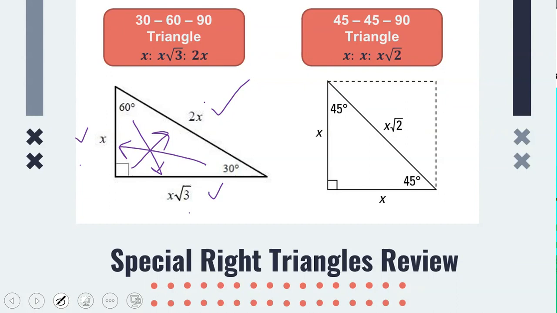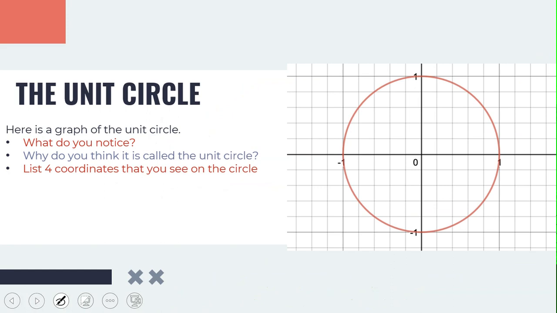And then when we go to our 45, 45, 90 triangle, we've got x, x, and x rad 2. Again, both of these sides right here are congruent because, you can see from this diagram right here, it came from a perfect square. And obviously, all of the sides are congruent in a square. So we're going to use this to build our unit circle.